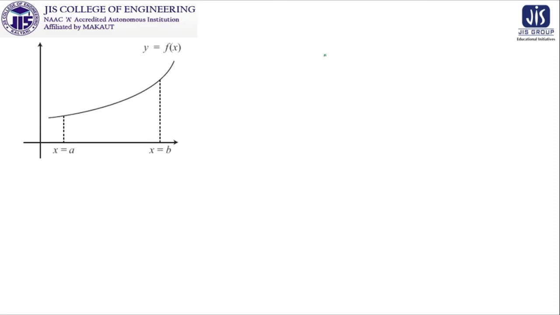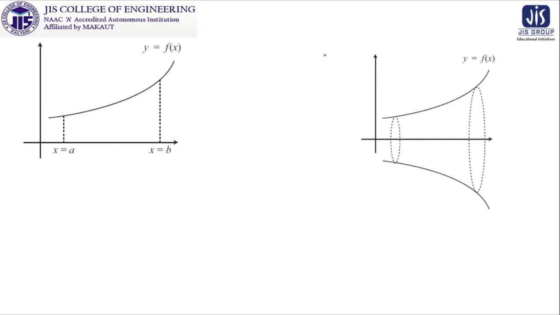What we see is the simplest example: x equal to a and x equal to b are the two terminal lines, and y equal to f(x) is the given curve, and we are rotating it with respect to the x-axis, and we get this structure.